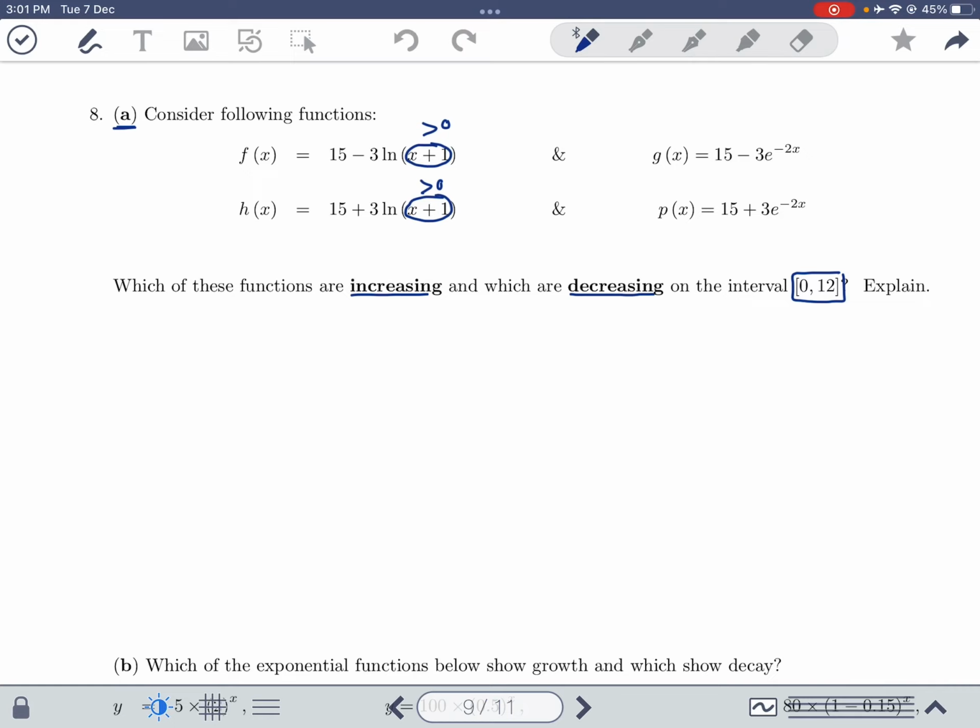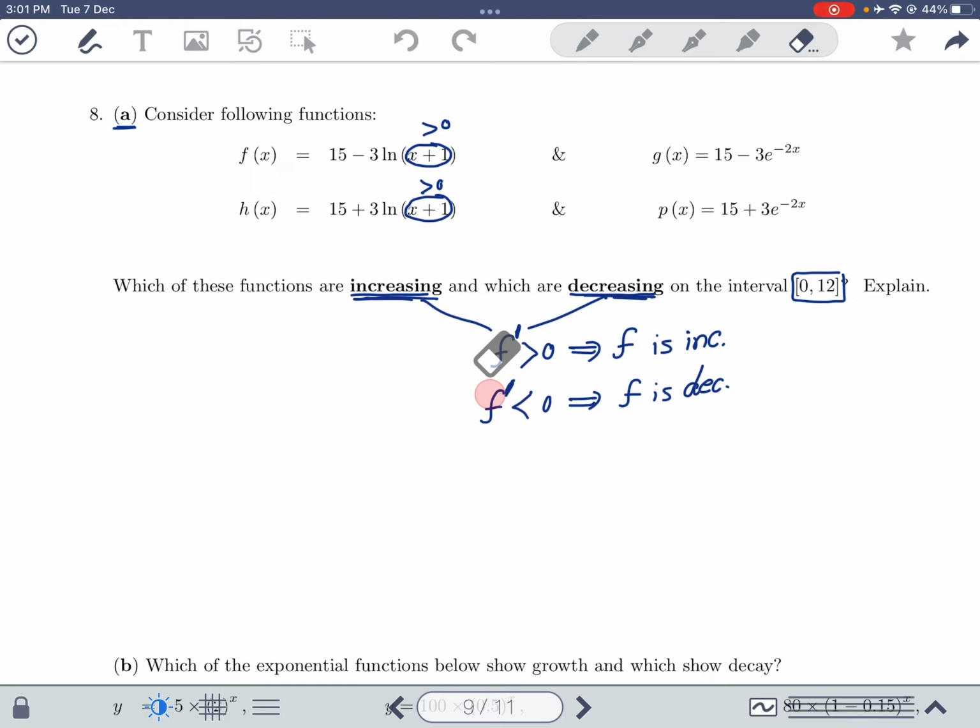Okay, so now, how do you know if something is increasing or decreasing? We will use the derivative, because the derivative, if it's positive, then the function is increasing, and if the derivative is negative, then the function is decreasing. Remember this. It's very important to remember. And now we will take the derivatives of each of them and check. So what's the derivative of f?